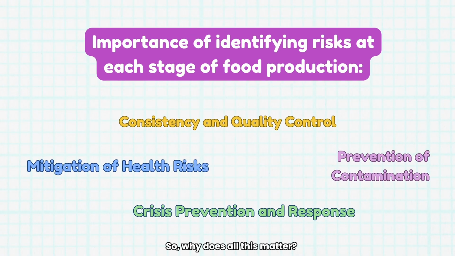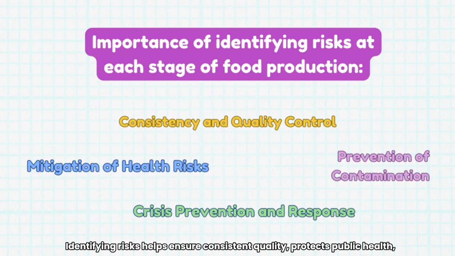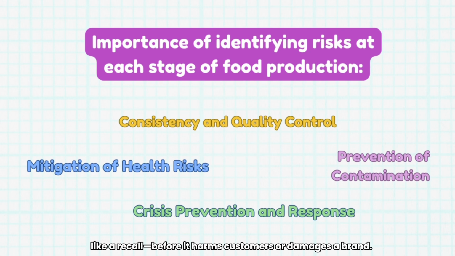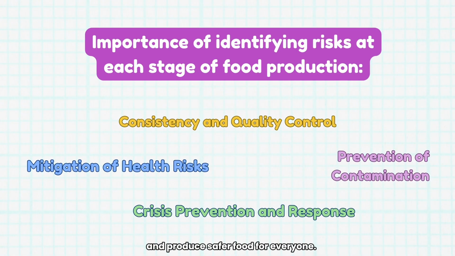So, why does all this matter? Identifying risks helps ensure consistent quality, protects public health, and prevents contamination. It also allows us to respond quickly in a crisis, like a recall before it harms customers or damages a brand. When we understand where risks happen, we can plan better and produce safer food for everyone.